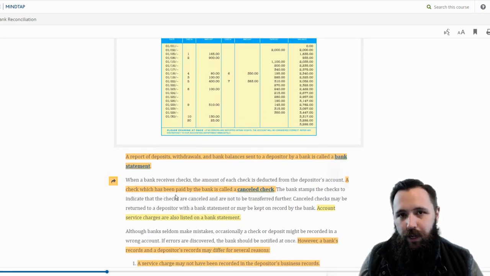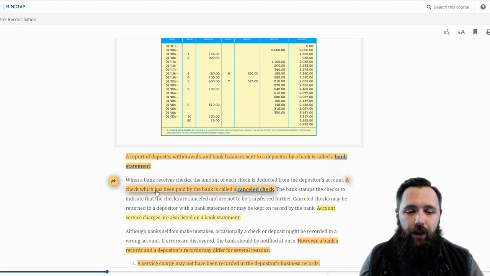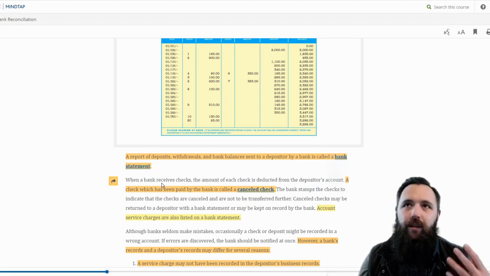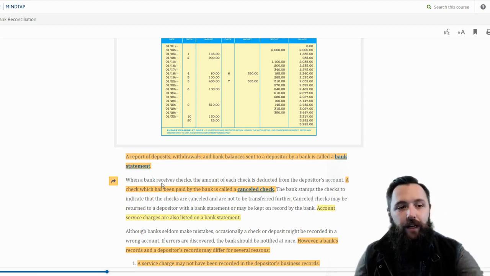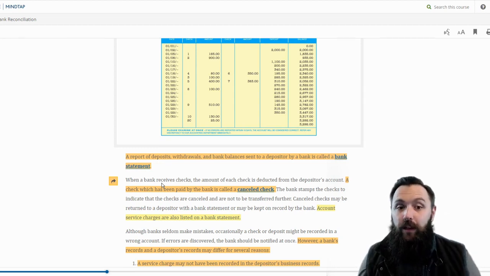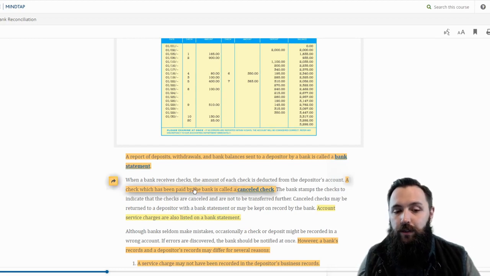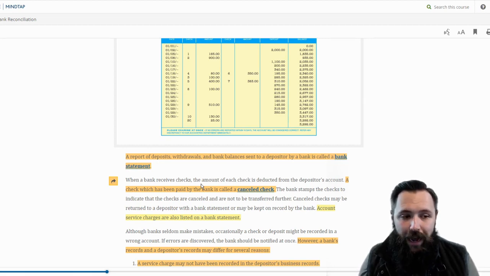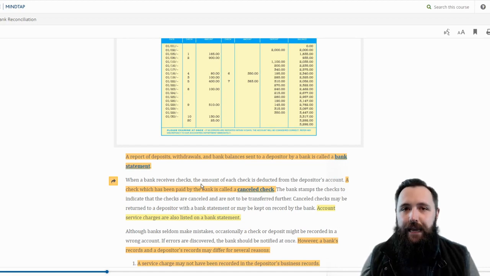So we have some terms that pop in here. The first one's really funny, okay? It says when a bank receives a check, the amount of each check is deducted from the depositor's account. That makes sense, right? They worded it a little bit funny, but if we wrote a check and gave it to somebody else, they would go into their bank and cash it. What this is saying is that when the bank receives a check, which is just permission to take money out of your account, they say that check's been paid to the bank and it becomes a canceled check.